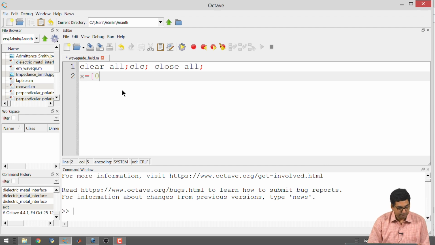So, I am going to say that x is equal to 0 in steps of 0.1 going all the way to 1. That means, I am taking discrete points in this direction separated by 0.1 units going all the way to 1, right, and at each of those points I want to be able to calculate the value of Ez.